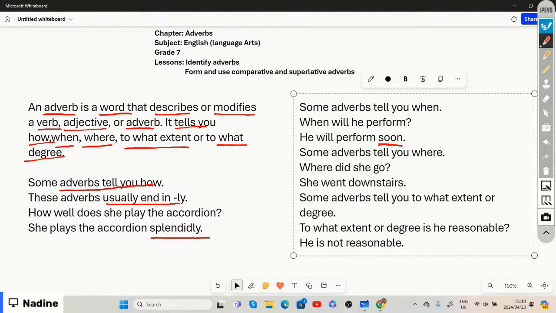And then some of our adverbs tell us where, right? For example, where did she go? So that is a question. Where did she go? And then we can say, she went downstairs. And downstairs is our adverb that tells us where she went.